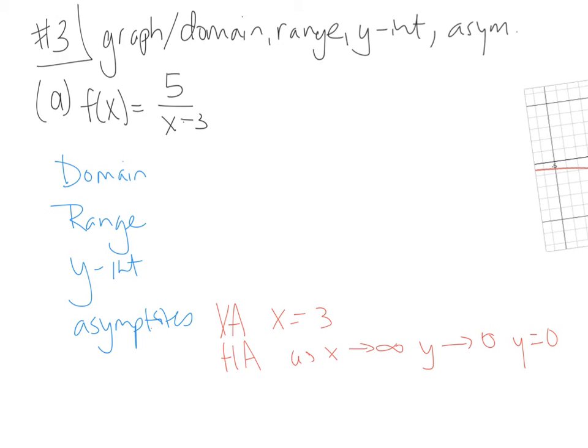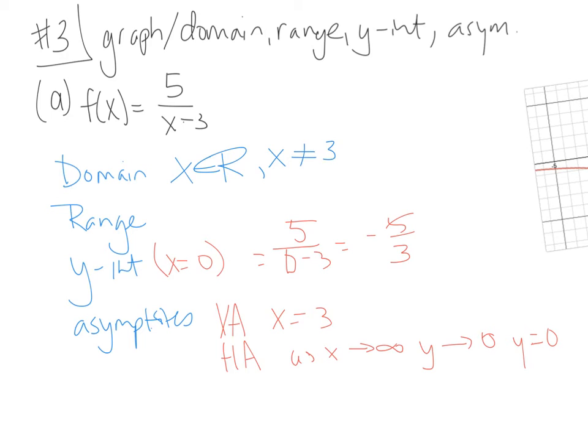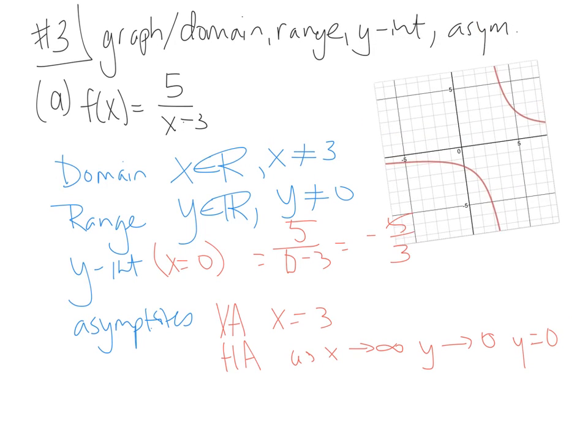The y-intercept happens when x equals 0. When x equals 0, I get 5 over 0 minus 3, or minus 5/3. The y-intercept is minus 5/3. The domain will include all x values, so x belongs to R, and the only value we're not including is the bottom one, so x not equal to 3. The range would be y belongs to R, and will not include the asymptote, so y cannot be 0. To verify our findings, I graphed it. Here we are.